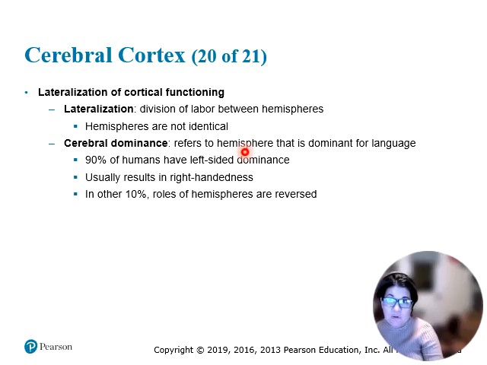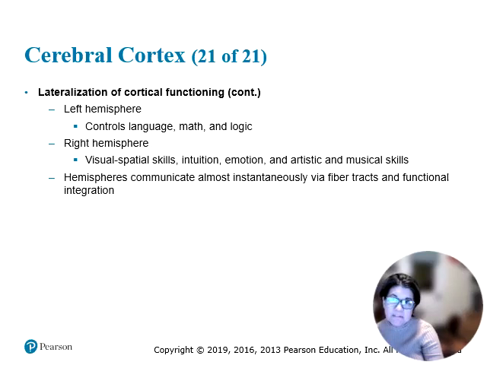For example, for language, 90% use the left side. That's why most of us are right-handed. So each hemisphere is not the same. They're not equal. They have different things on different sides. So left hemisphere does control more language, math, logic. Right side is visual, spatial skills, intuition, emotion, artistic, and musical skills. Those things are true.